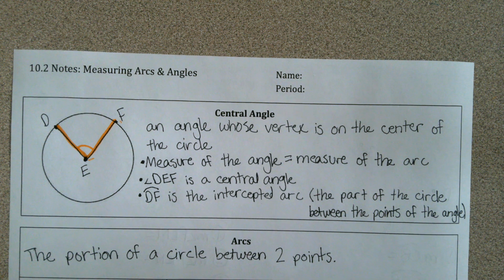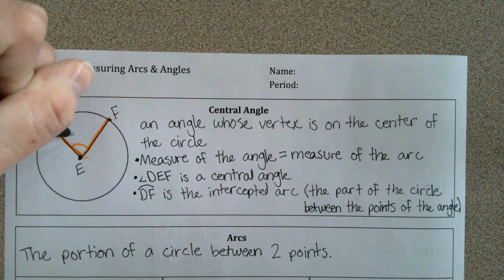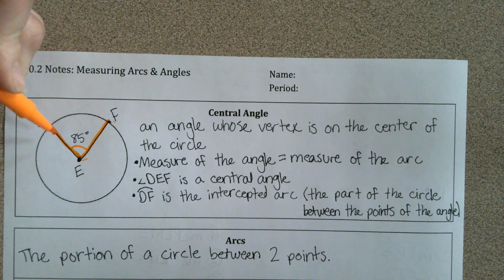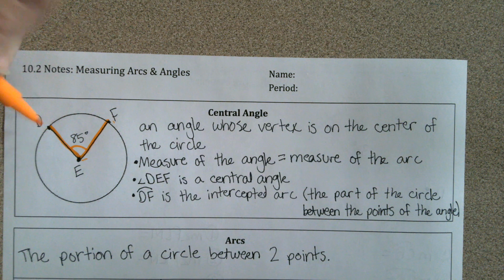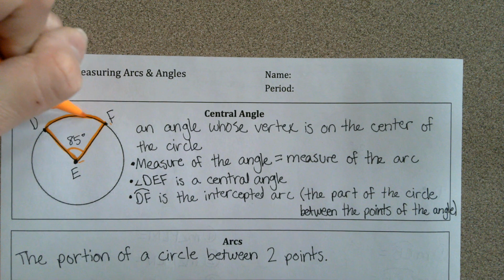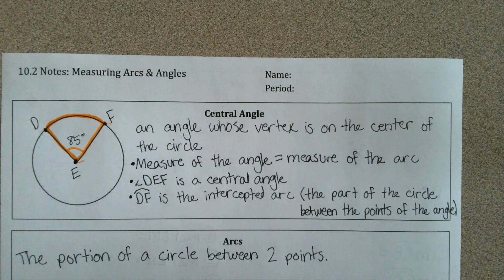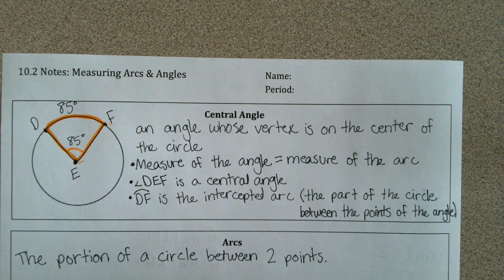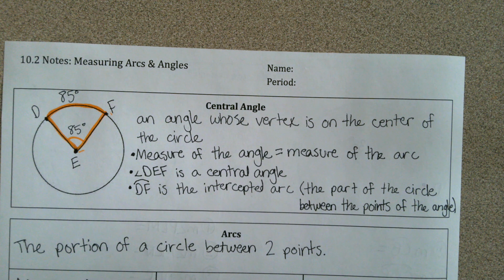So let's say this angle is 85 degrees. Then the arc is the part in between the sides of the angle, and particularly the points on the angle. So D and F, this is the arc. So since the angle is 85 degrees, so is the arc. We're going to talk about more angles than just the central angles, so this is only true for central angles. Other types have to be handled in a special way. The central angles are pretty straightforward.